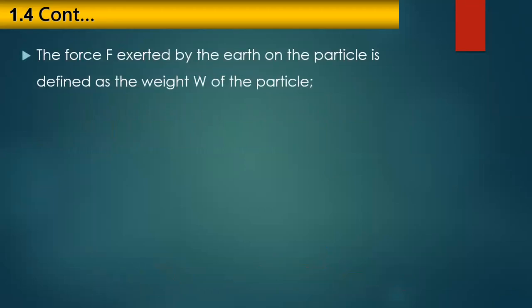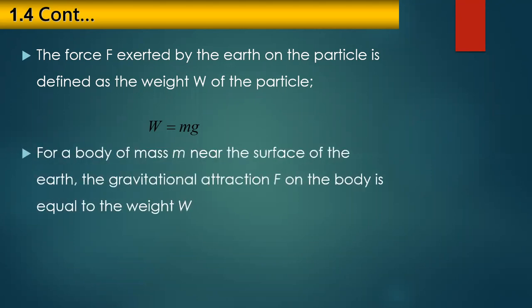Okay, so the force F exerted by the Earth on a particle is defined as the weight of the particle, which is W, equal to mg. Then for a body of mass m near the surface of the Earth, the gravitational attraction F on the body is equal to the weight. So when an object is close to the Earth, the gravitational attraction F on the body is equal to the weight. So this is what they mean. I explained this. So what is F on this side? They've just replaced that part with mg.